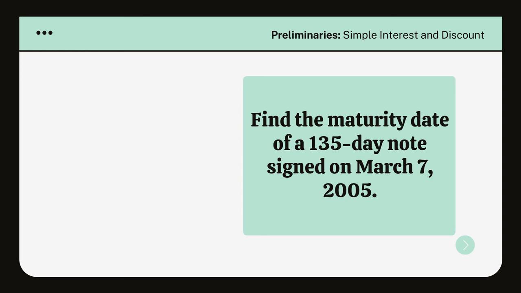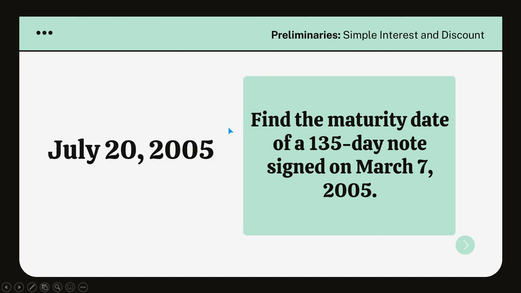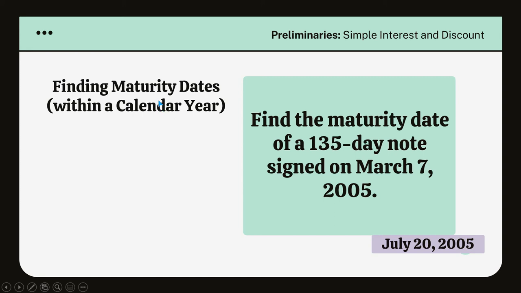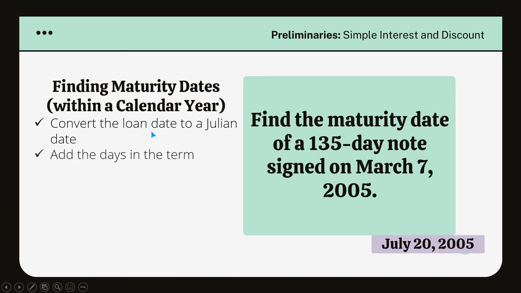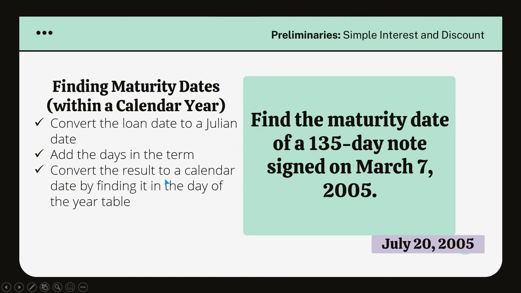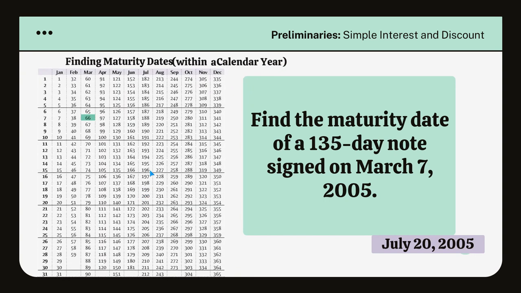Next, find the maturity date of a 135-day note signed on March 7, 2005. Okay? So the answer is July 20, 2005. So we're going to find maturity dates within the calendar year. Okay? So first, convert the loan date, March 7, 2005, into a Julian date. And then you add the days in the term. That's 135. And then convert back the result to a calendar date by finding that specific day in the year table.